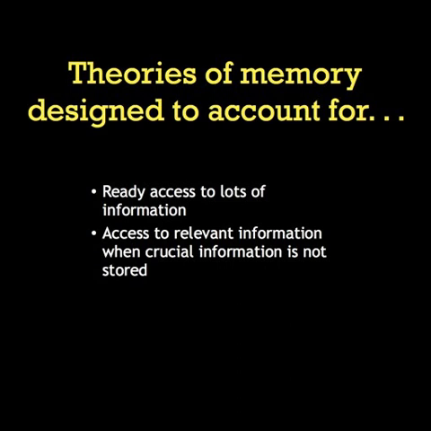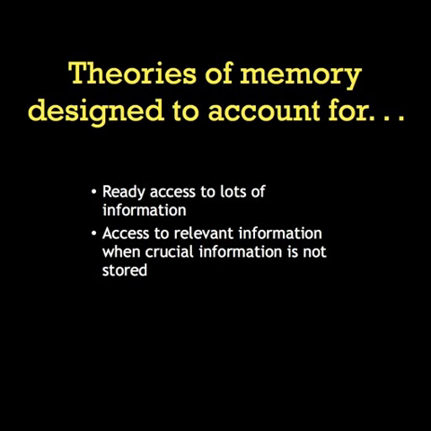All right, so we know some things about eggs. We know some things about heights and the Eiffel Tower, and we can combine these things in flexible ways. So we need to be able to account for that. Theories of how semantic memory is actually organized need to account for ready access to lots of information. If I come up with some random question about whether it is unusual to drop eggs out of airplanes, you can see that, yes, that is somewhat unusual. You also need to be able to access the relevant information when the crucial information is not stored. So if you've never observed an egg being thrown off of the Eiffel Tower, you need to be able to get to the stuff that's related to that.